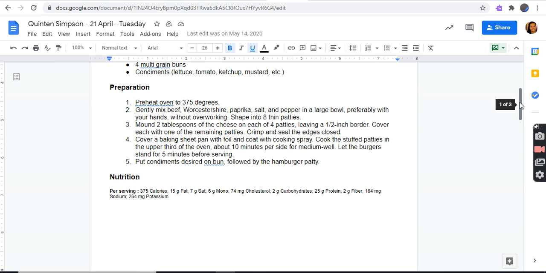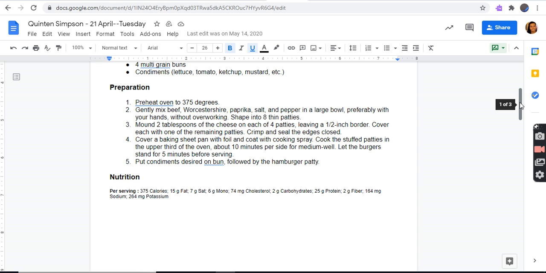Preparation: preheat oven to 375 degrees. Gently mix beef, Worcestershire, paprika, salt, and pepper in a large bowl, preferably with your hands, without overworking it. Shape into 8 thin patties. Mound 2 tablespoons of the cheese on each of 4 patties, just like on a Krusty Krab, just like SpongeBob was intending to do, leaving a half inch border. Cover each one with one of the remaining patties, crimping and sealing the edges closed.